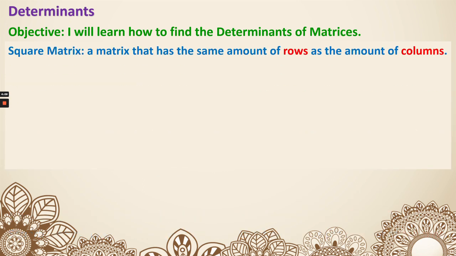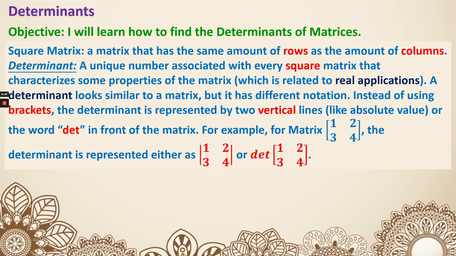Next, let's get into determinants. Before that, square matrix. Just like it sounds in the name, it's got to be a square shape: a matrix that has the same amount of rows as columns. So that's what makes a square matrix, like a 2 by 2 or 3 by 3 or 1 by 1 or 4 by 4. Determinant. It is a unique number associated with every square matrix. Gotta emphasize that. If it's not a square matrix, you can't find a determinant. It categorizes some properties of the matrix, which is related to real applications that we will learn in the future.